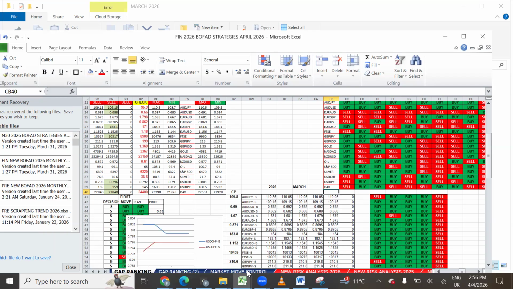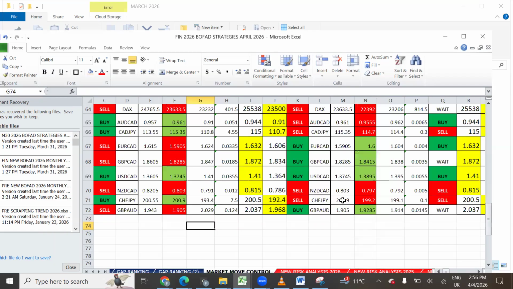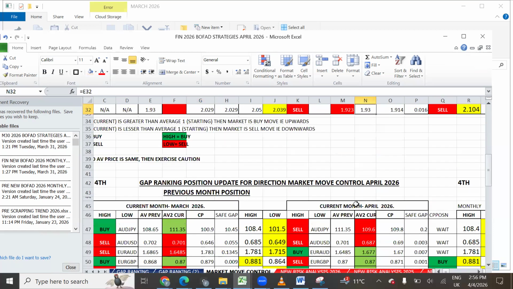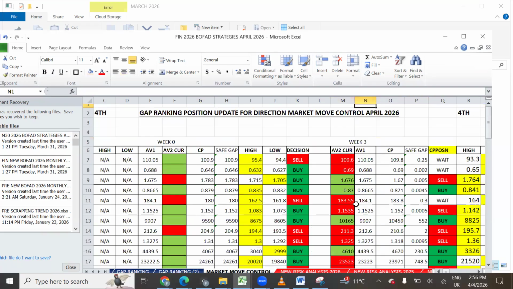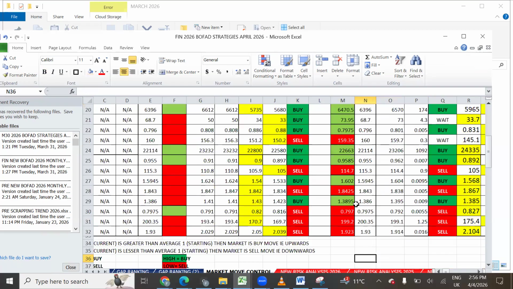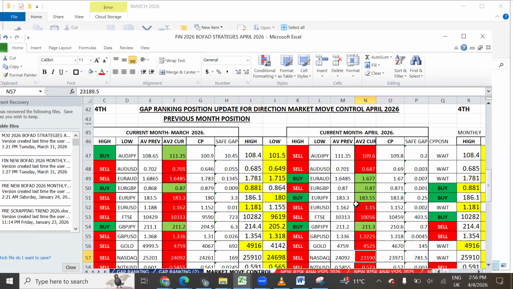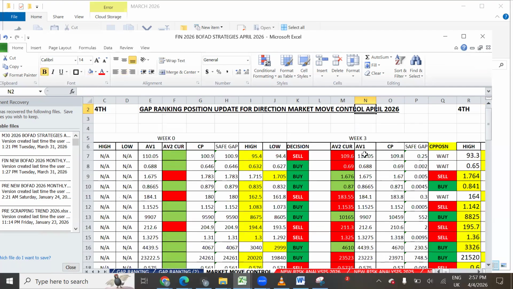And then for the market moves also, we have the one for the current month alone, and we have the one for the previous month for monthly comparison. So the top side is for the daily. So this is our AB1 and this is our AB2. When we compare the AB2 to AB1, it tells us whether the market is buying or selling.